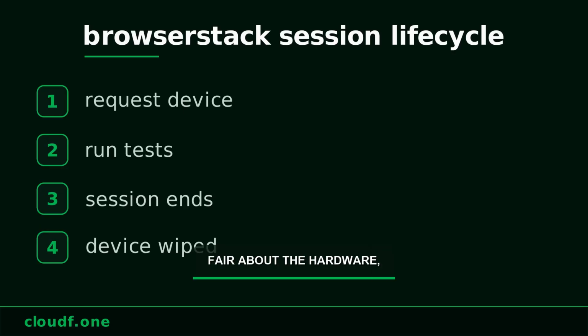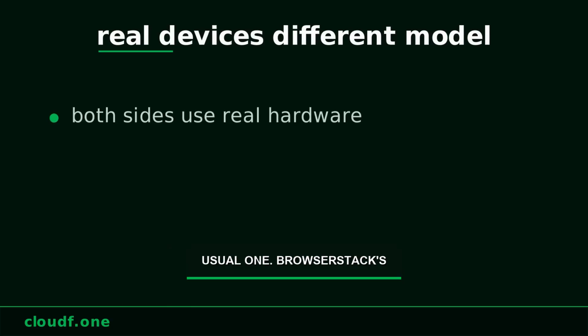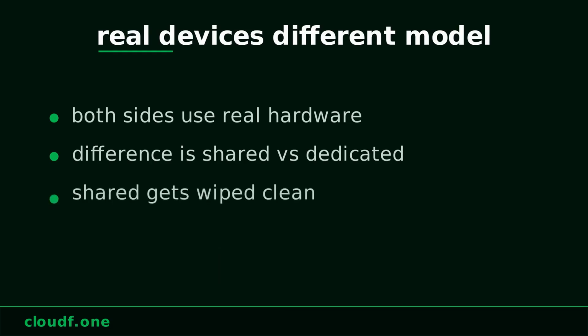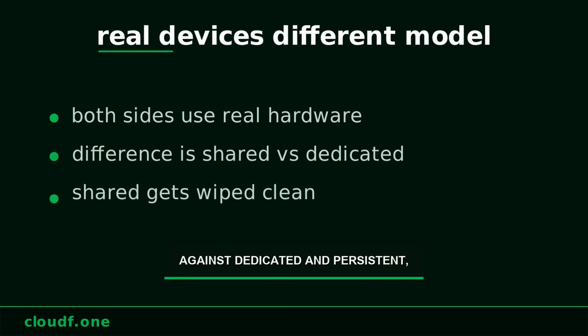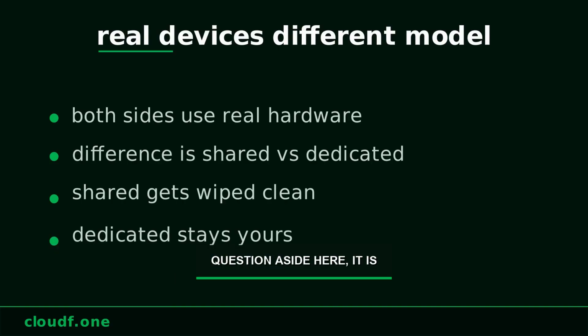And let me be fair about the hardware, because this is where this comparison is different from the usual one. BrowserStack's real device cloud runs real devices. This is not an argument about emulators against real phones. The devices on the other side are genuine handsets too. The difference is not real against fake. It is shared and wiped against dedicated and persistent. And that single distinction is the whole conversation. So set the hardware realness question aside here. It is a tie. And look at what happens to state and to the network instead.